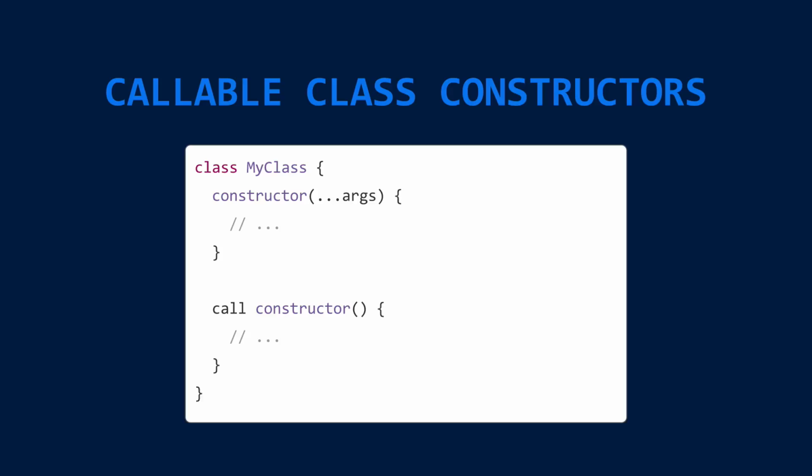So by default, ES 2015 classes throw an error when they're called. So this fills a crucial piece of missing functionality that you haven't previously been able to implement. It also allows much easier creation of factory classes and stuff like that.